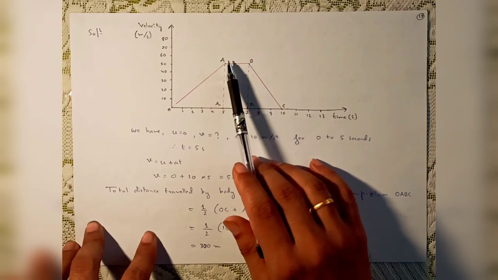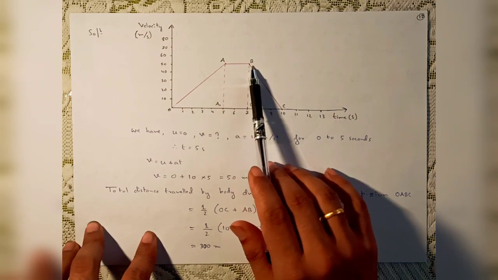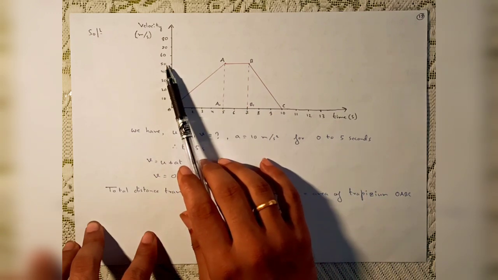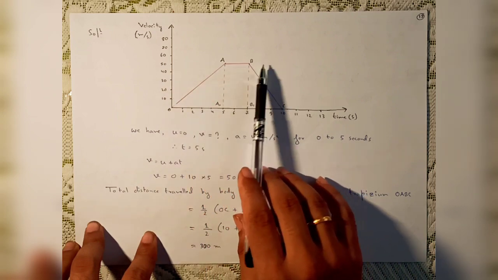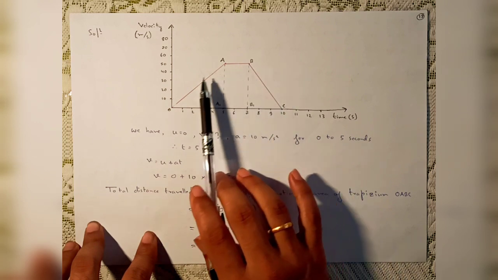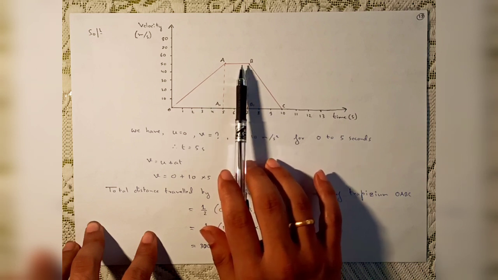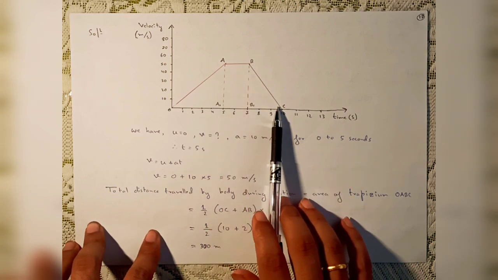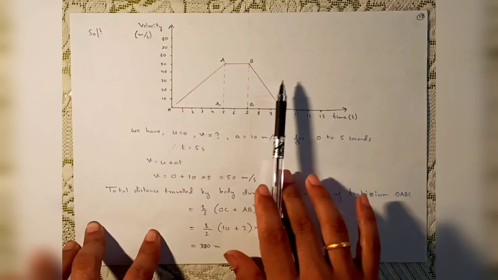In the question, they also mentioned that after 5 seconds it is going to go in a uniform motion, and the speed they gave is 50 meters per second. So this is a straight line at 50 meters per second. Then after 5 plus 2 seconds, for the rest of the 3 seconds, the body is going to retard, that is, decrease its velocity, until it comes to rest at 10 seconds. So this will be your graph for the given question.